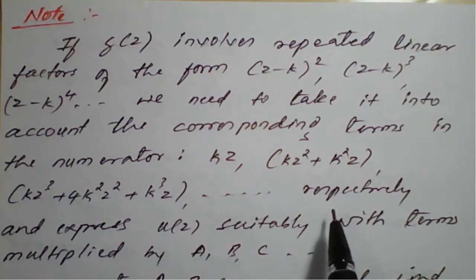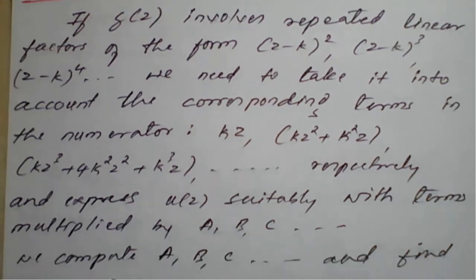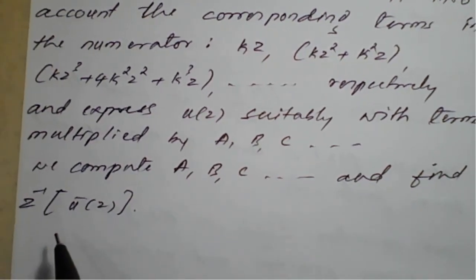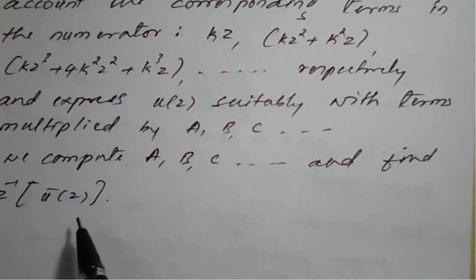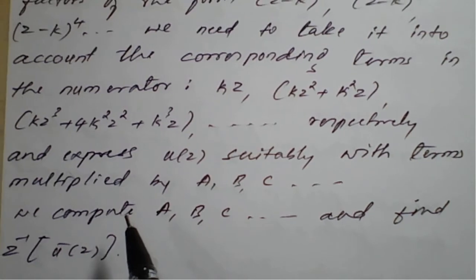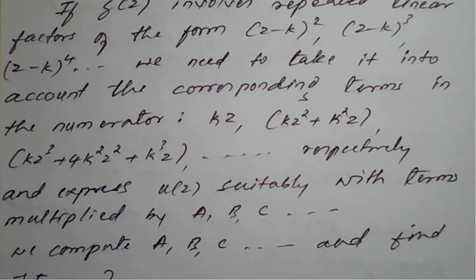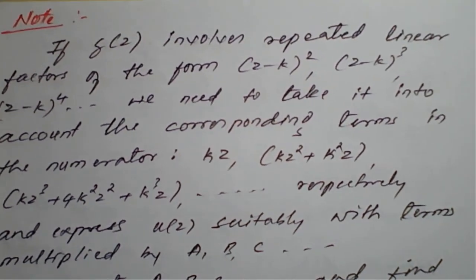Many things. Means by seeing the denominator, we need to rearrange our numerator, so that we can express our U of z suitably with the terms multiplied by a, b, c, and we compute a, b, c. Then we compute a, b, c and find Z inverse of U dash of z. This is a note you should remember, so that once we start the examples you can understand that. So we'll see the examples and in detail how this Z inverse will be simplified.